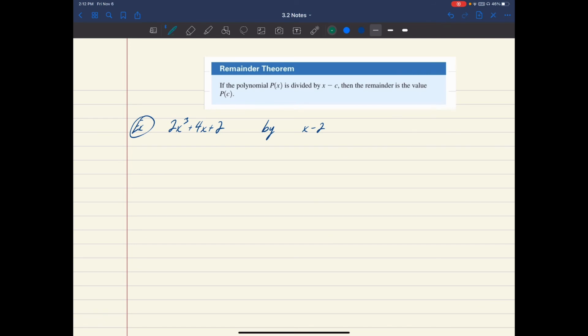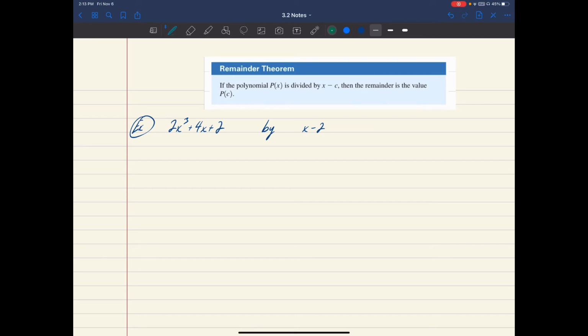Okay, so the remainder theorem and the theorems that we add on to this stuff, what's nice about it is it changes nothing about how we do the problems. We just have to interpret it. So it says if the polynomial P of x is divided by x minus c, then the remainder is the value P of c. So what this is saying is that if we divide a polynomial using synthetic division, our remainder value is going to be the same number as if we were to plug the number in.